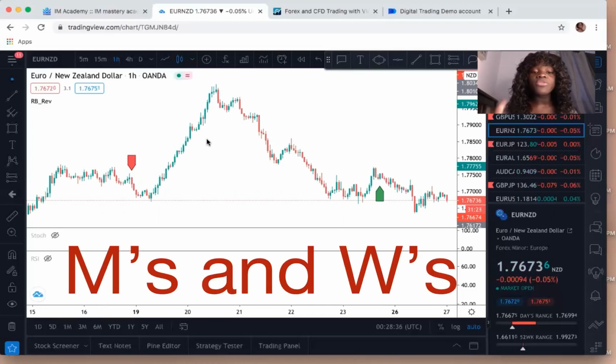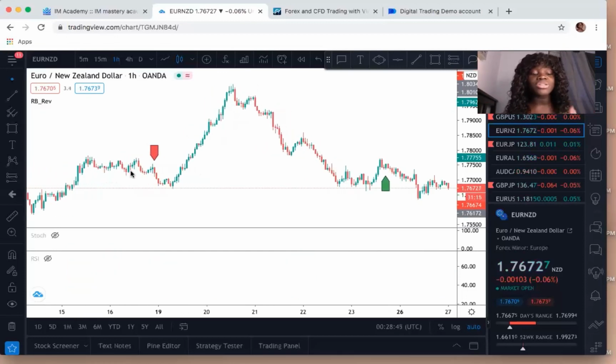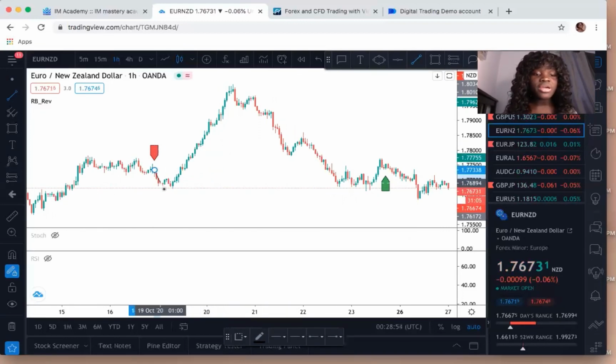The market moves in M's and W's. It's the easiest strategy to trade. As you can see, you might not be able to see it right now, but the moment I start to mark it up, you'll be able to notice, oh wow, she's right, it is in M's and W's, right? So we're going to lock in this tool and I'm going to show you how to identify your M's and W's. So here we have a W. Here we have a W.